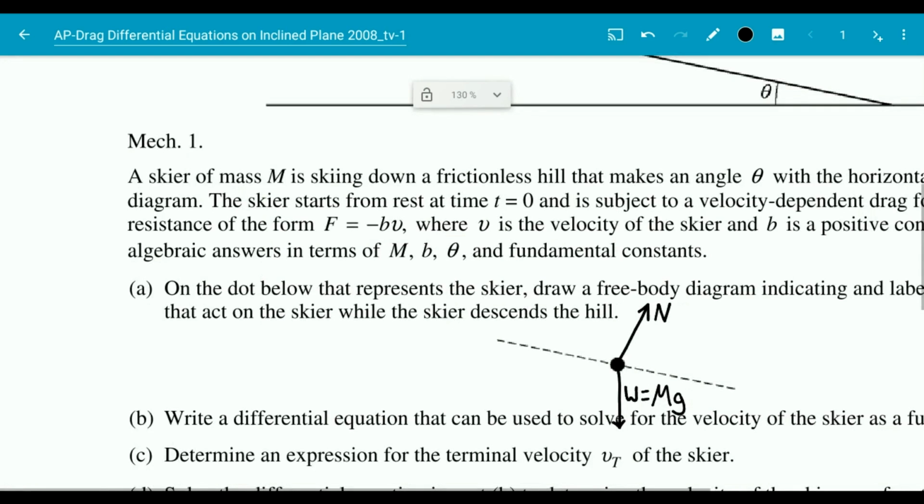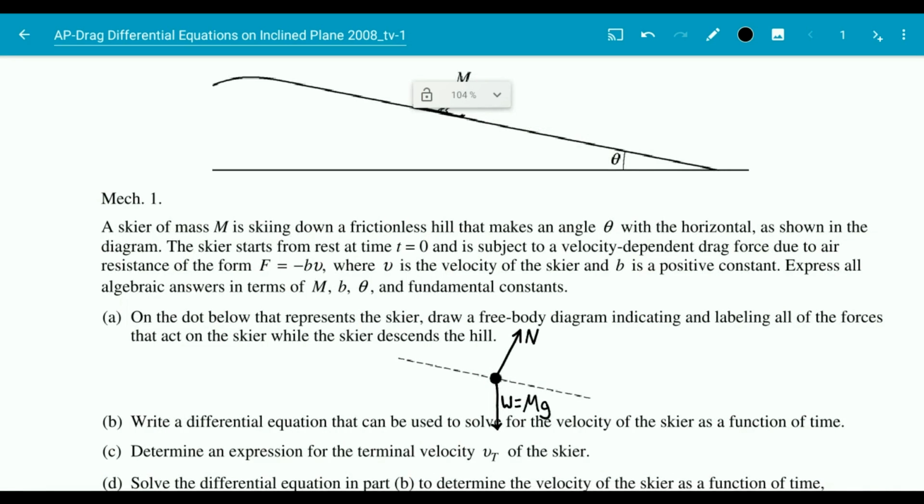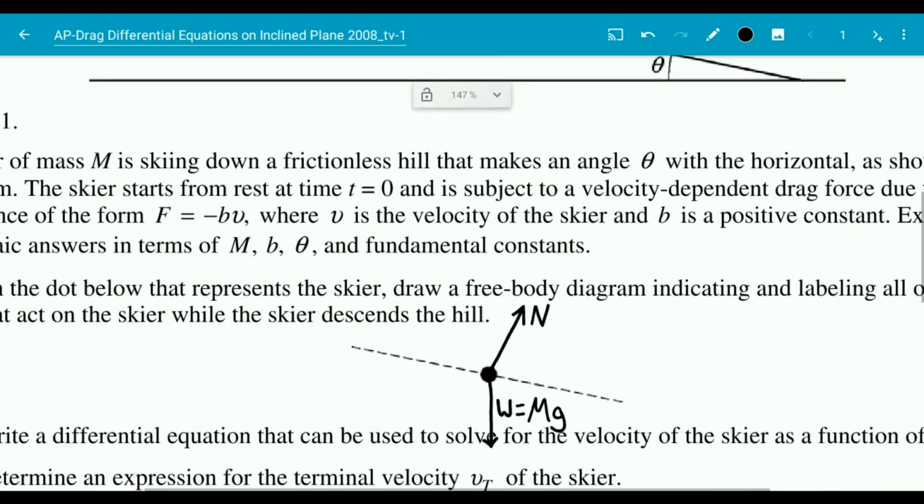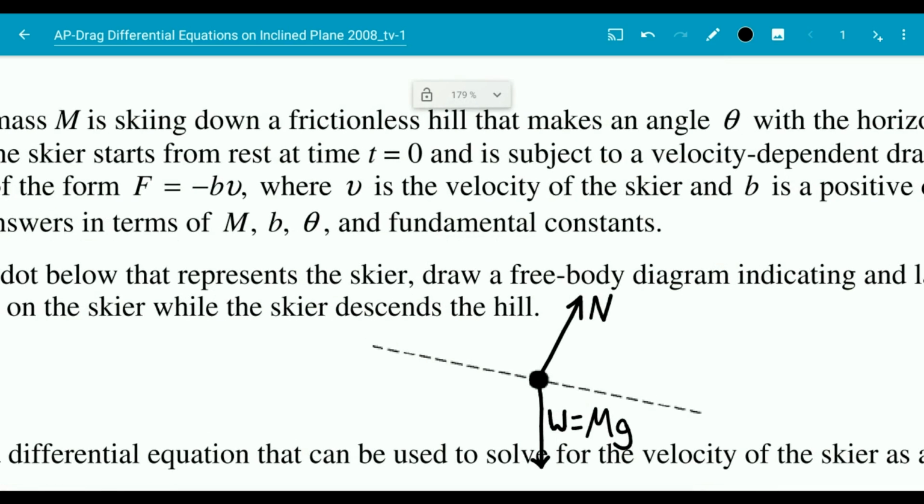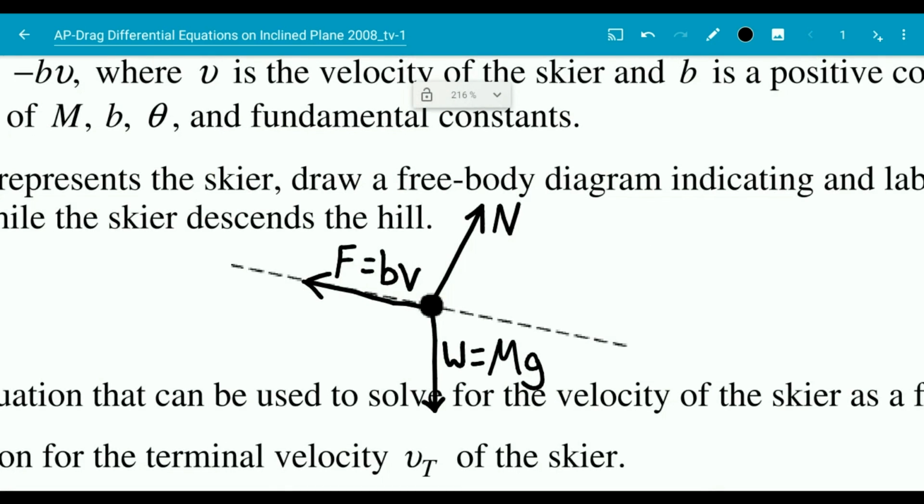And our last force: because it's a ski slope, there isn't going to be any friction involved, but it does tell us that there's this velocity-dependent drag force. If we call this the positive direction, it says F equals negative bv, that's the drag force. If we put it in this direction, that's just going to be F equals bv. And so those are all of the forces acting on the skier.